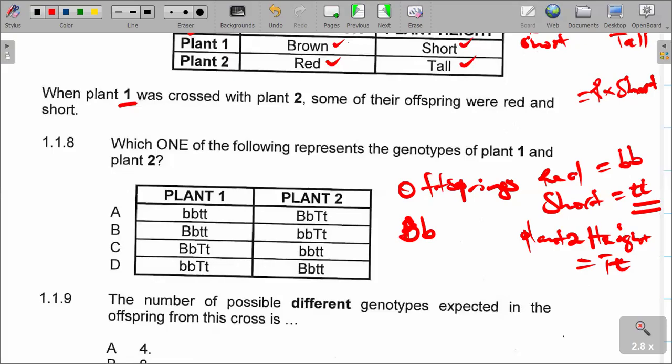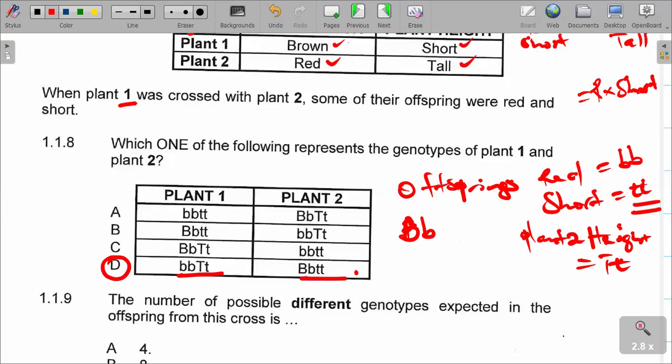So its genotype must be T. It must be heterozygous T there. So therefore it carries a recessive T allele. So if we look at this, this can actually tell us the correct answer. We have got red toe and brown short that are crossed together.